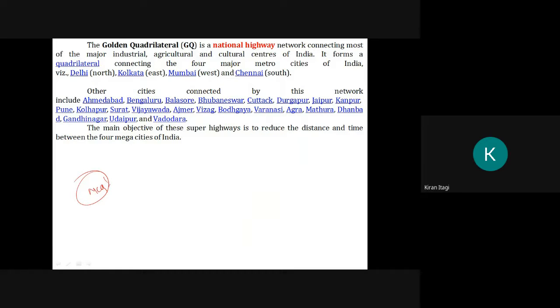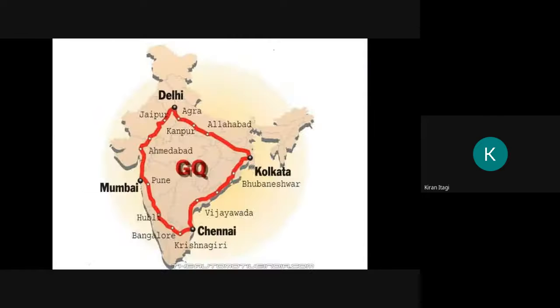The Golden Quadrilateral National Highway is there. Here you can see Delhi, Mumbai, Chennai, and Calcutta. This road we call the Golden Quadrilateral, which connects the major cities. At the north, it connects Delhi. At the west, it connects Mumbai. At the south, it connects Chennai. At the east, it connects Kolkata.